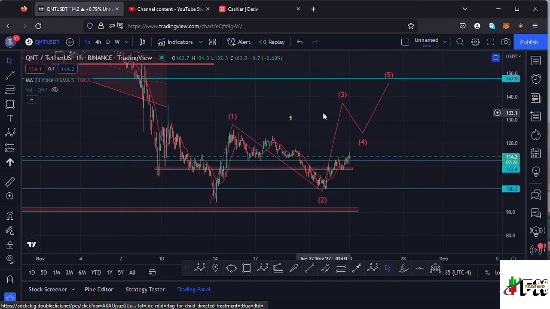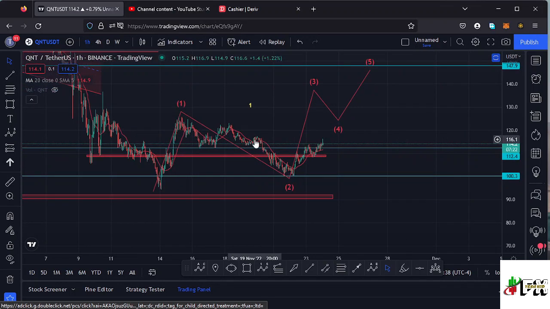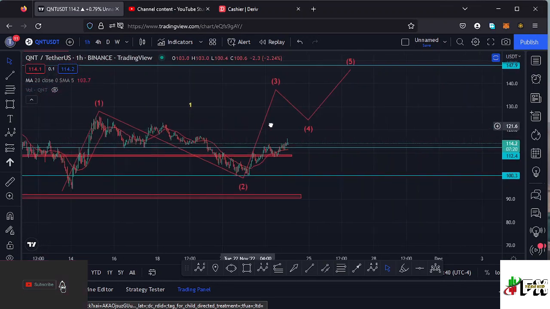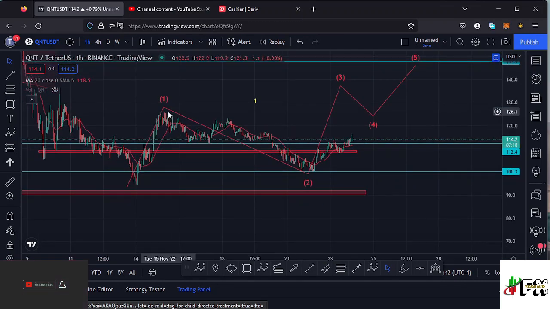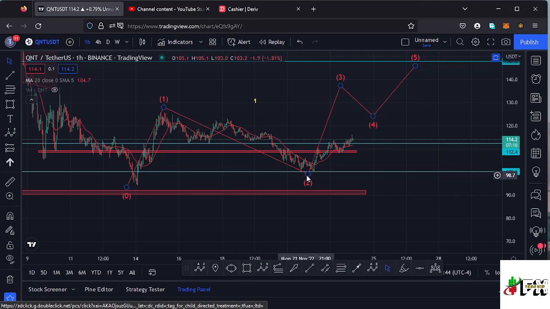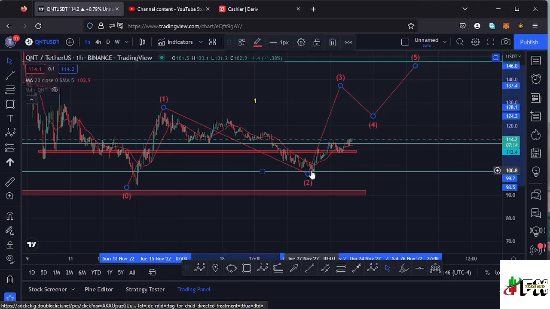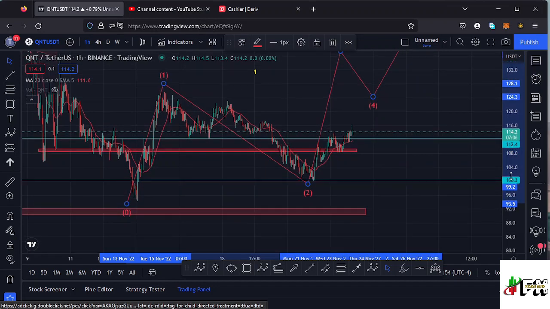And getting a little bit into the details of the formation of this Elliot wave structure that we have right here, you can see we saw a retracement over here in the formation of this wave 2, making our low at around the $100.8 mark, which also perfectly lies above a key area of support at around the $100 mark.